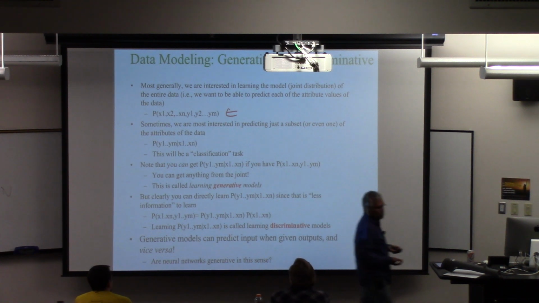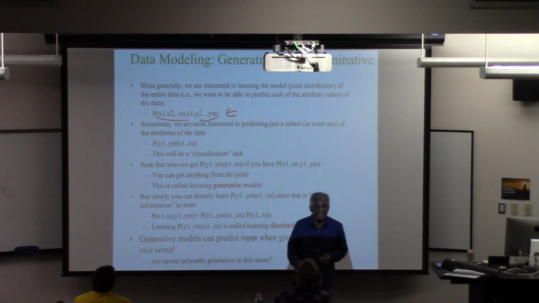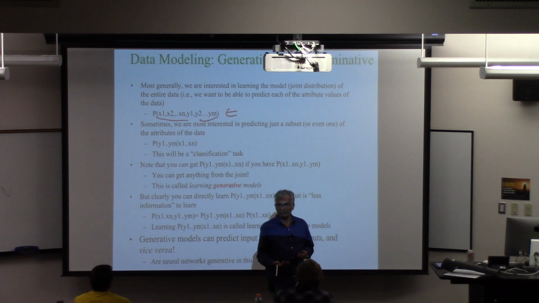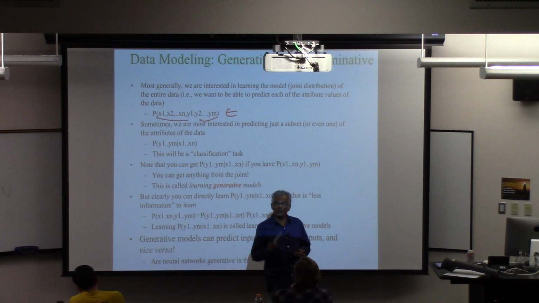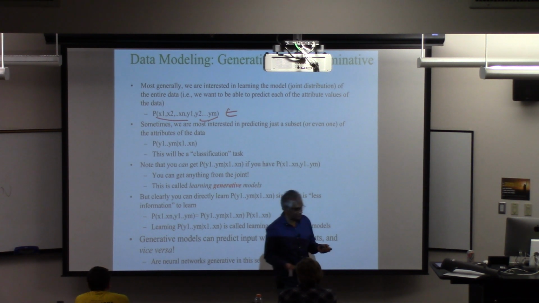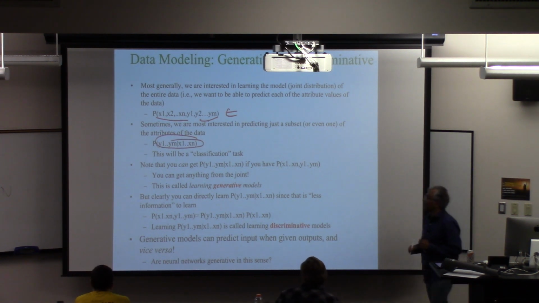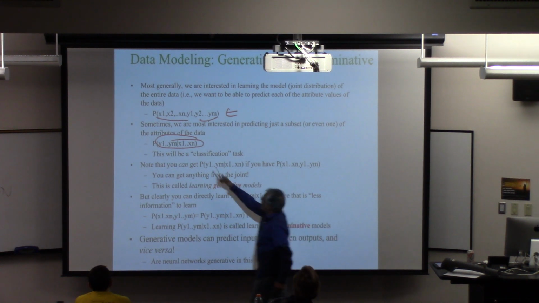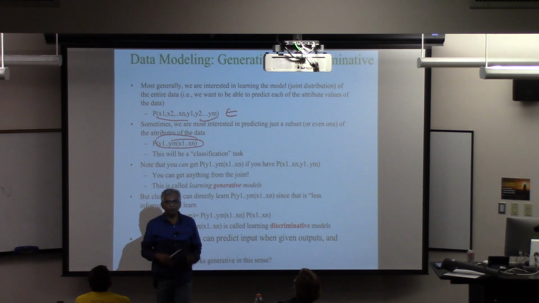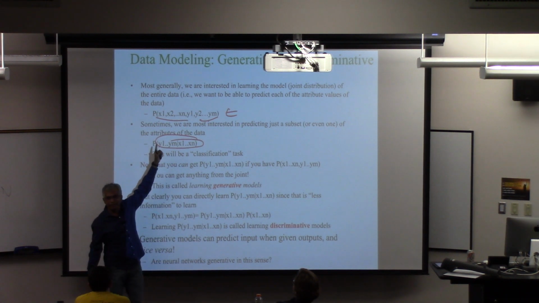Okay? So imagine you have xi's and yi's, and you are trying to learn the joint distribution of xi's and yi's. In a classification sense, you typically want to predict y given x. Sometimes you're most interested in just this part, predicting y given x. But this can be done if you have the joint. If you just have this, you don't have the joint. Do you see what I'm saying?